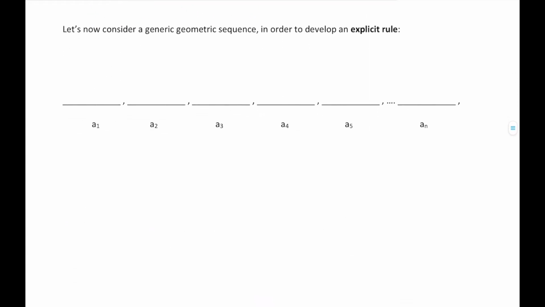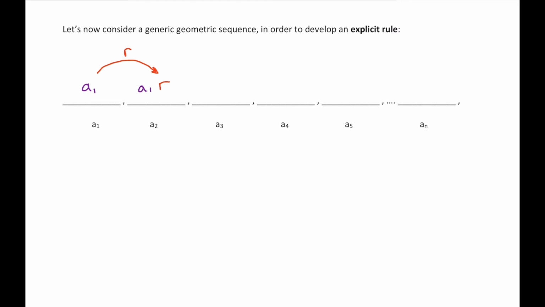Now let's consider a generic geometric sequence in order to develop what we call the explicit rule. All right, I've got 6 terms listed. I've got the first term, the second, the third, the fourth, the fifth, and then the nth term. I need that starting point. I'm going to say the value of my first term is a sub 1. If this is a geometric sequence, I find the second term by multiplying the first term by r. So the value of my second term is a1 times r.